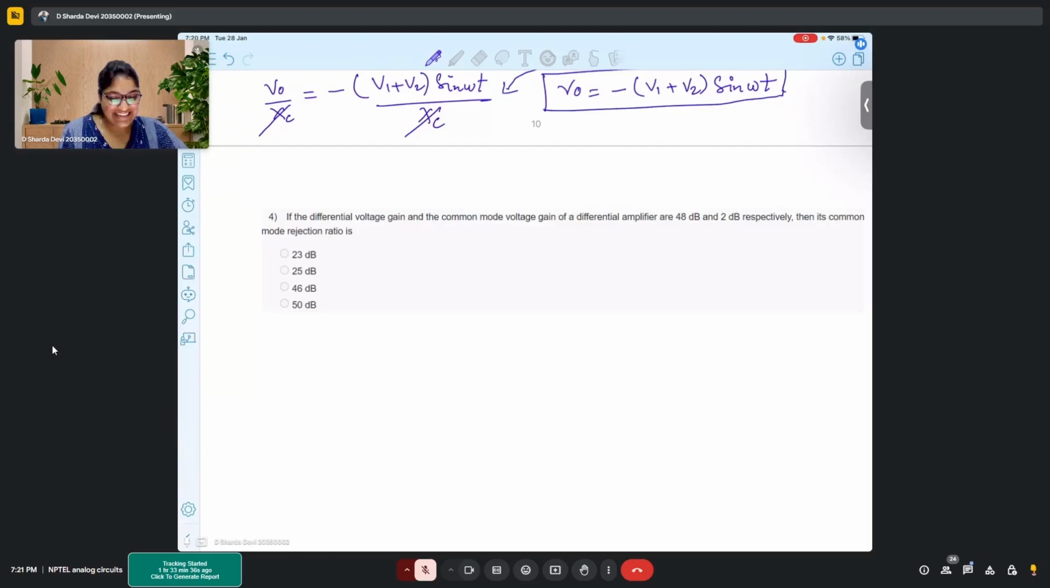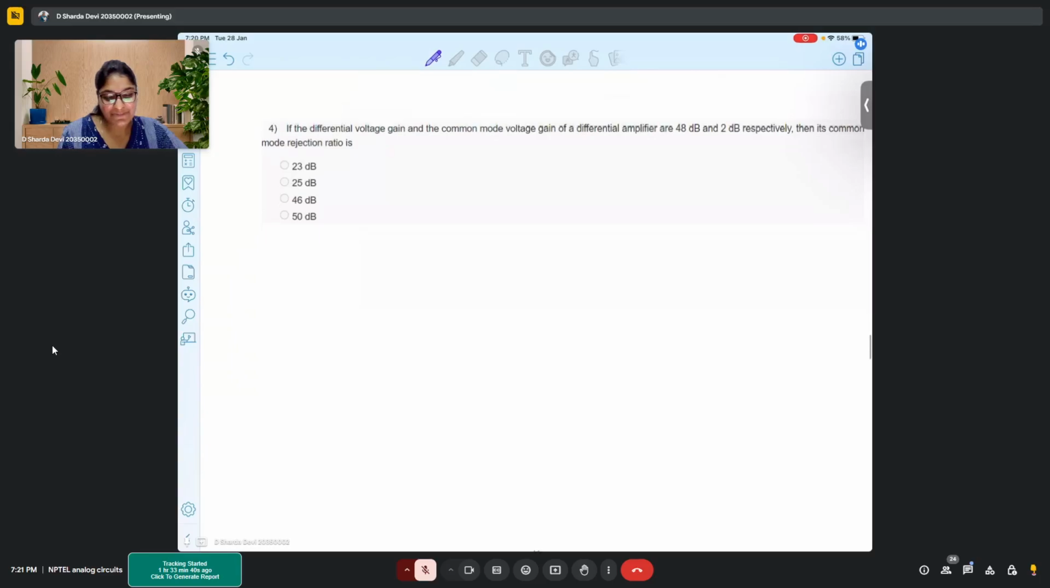Okay, so this is again another new concept in this particular problem. It says if a differential voltage gain and common mode voltage gain of a differential amplifier is 48 dBs and 28 dBs, then what is common mode rejection ratio? For that, you need to understand what is differential gain and common mode gain, and then you can come to common mode rejection ratio, right?